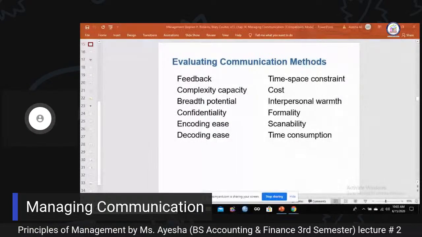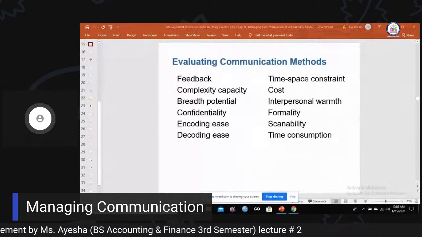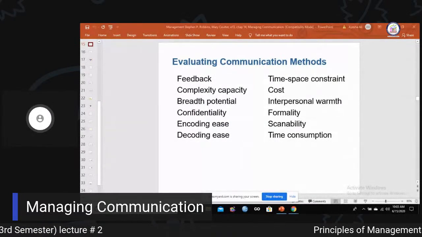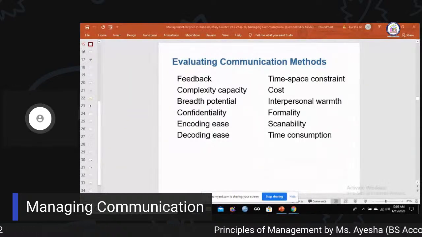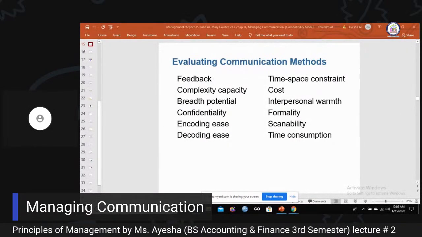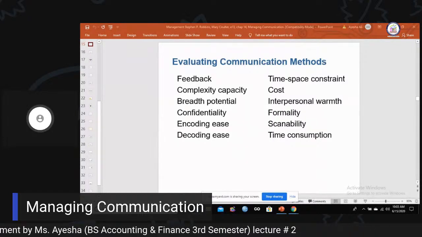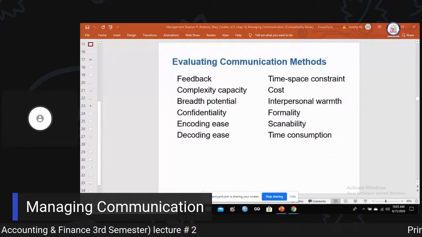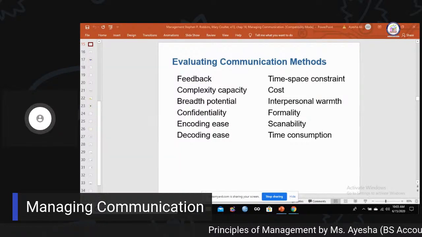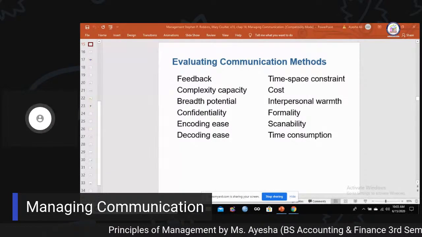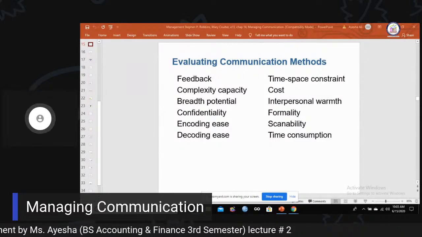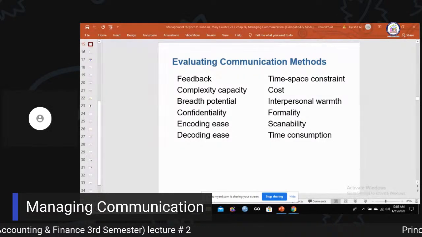Then we have encoding ease. Encoding ease is whether the sender can encode easily using this channel or not. Decoding ease means whether the receiver can decode the message easily or not. Then we have time space constraint. In this, we look at whether the sender and receiver can approach each other at the same time and the same space, or whether there is a conflict of time and space.